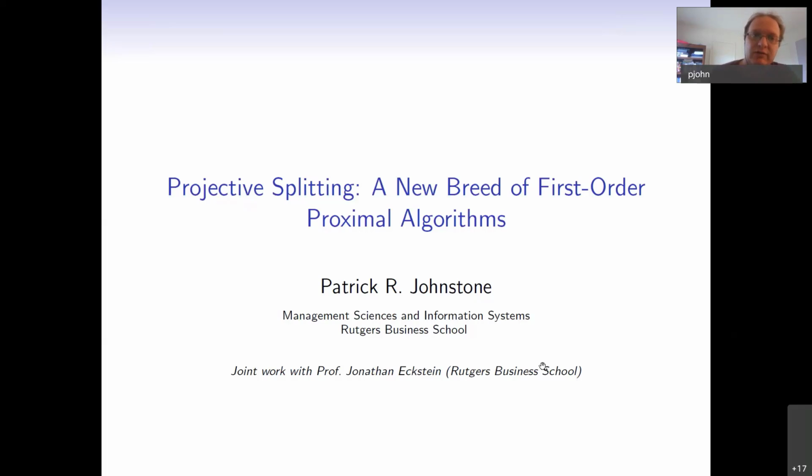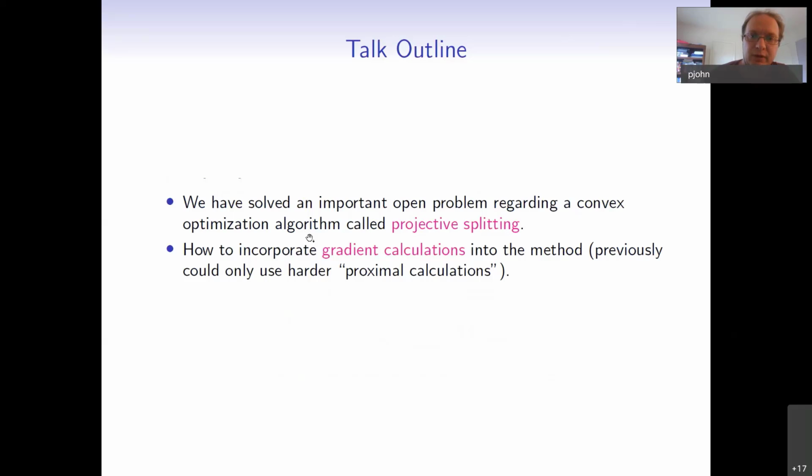So we've been working on this algorithm called projective splitting. It's basically an algorithm for solving convex optimization problems, and it's got a lot of really nice features. It's not as famous as some of its cousins like ADMM, FISTA, and other operator splitting methods, but I think it has a lot of neat, nice advantages. So let's get started. Projective splitting is a method you can use for solving convex optimization problems.